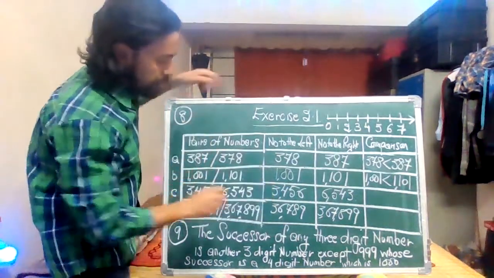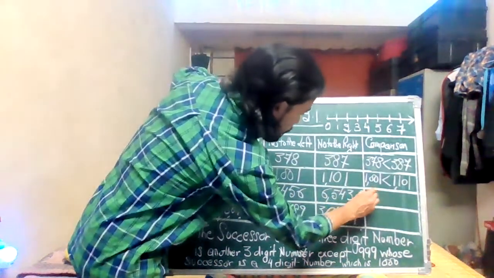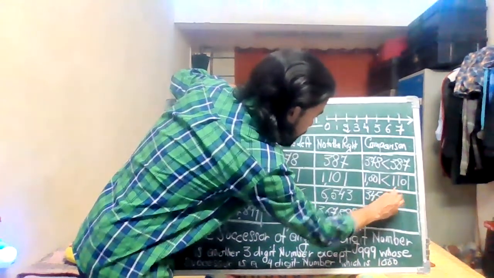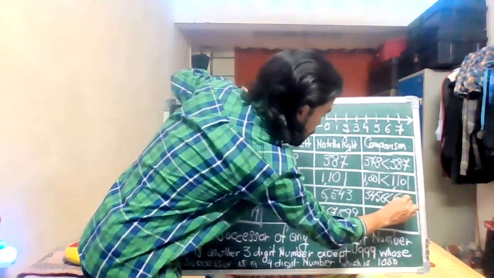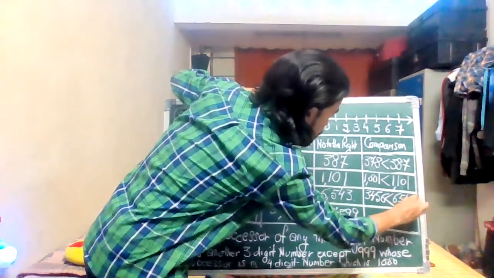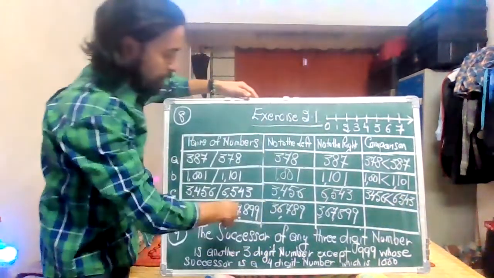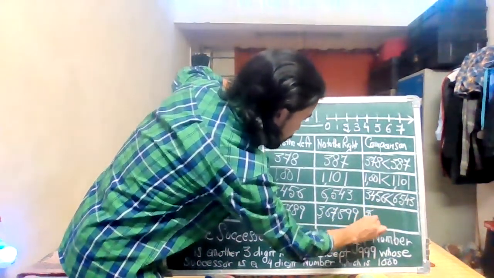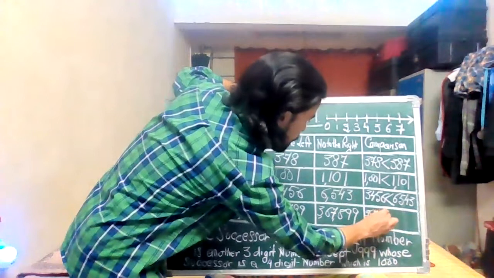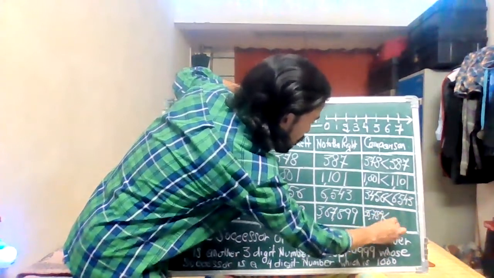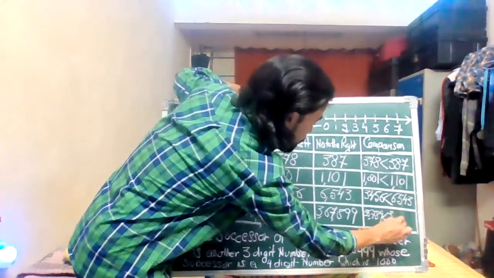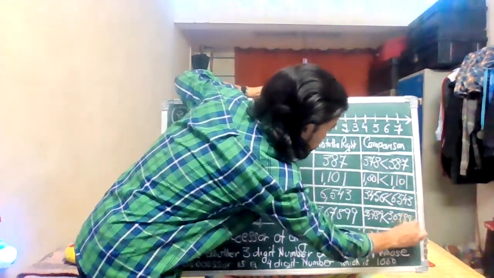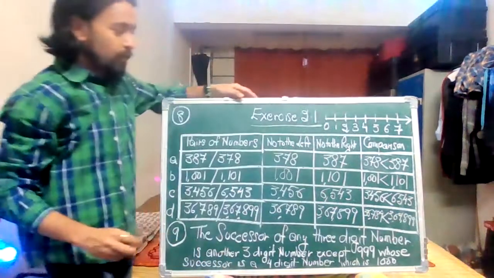Sorry, we forgot to compare this one. So this will be 3,456 is less than 6,543. Now I compare these two. So again, 36,789 will be smaller than 3,67,899. I have a small board.